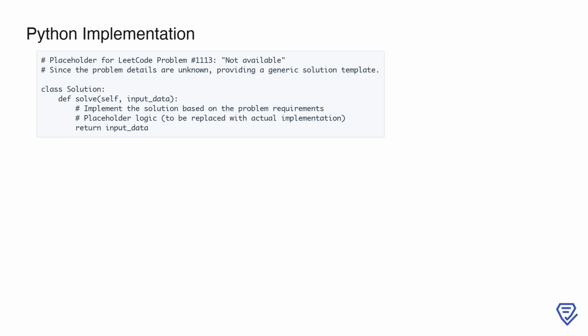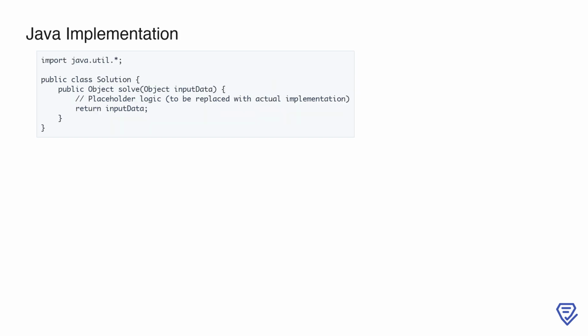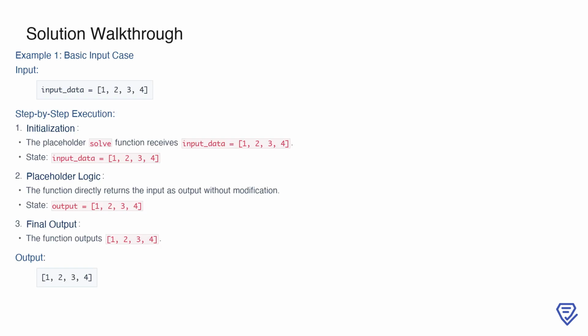Once the problem details are known, the placeholder logic can be replaced with the actual implementation tailored to the problem's requirements. This is the Java implementation of the problem. The logic mirrors the Python solution structure, using Java's class-based approach and type declarations. The method solve takes an Object as input and returns an Object to allow flexibility due to the lack of specific problem details. To begin, we are looking at a basic input case where the input data is a list containing the numbers 1, 2, 3, and 4.